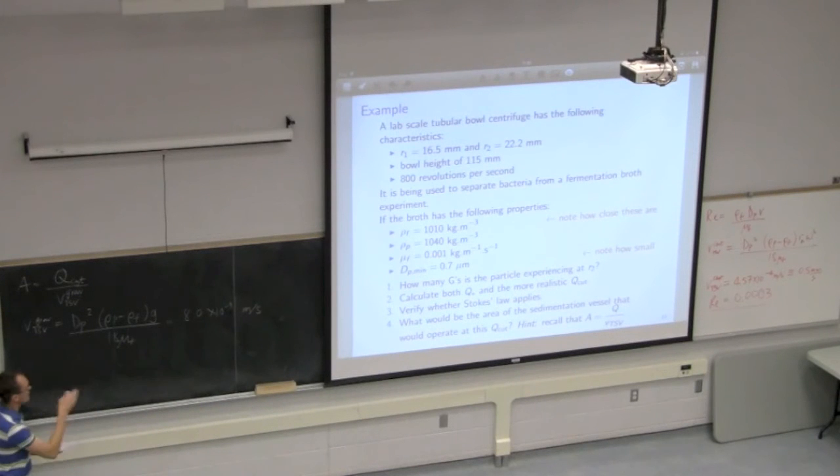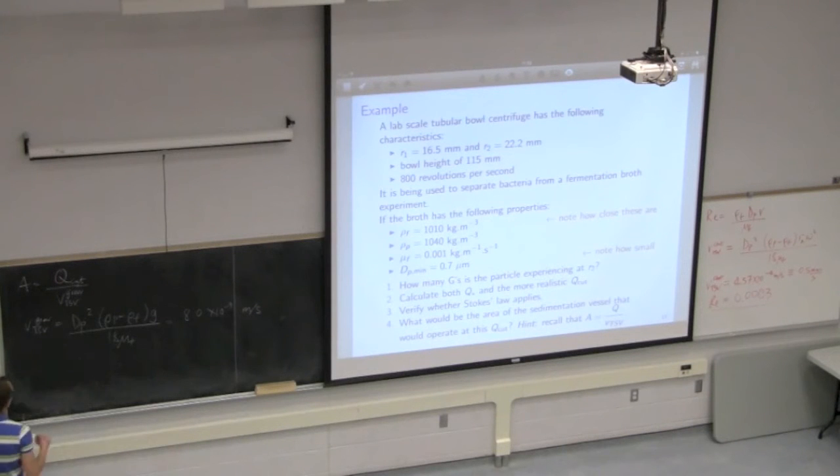So if you compare that velocity to the centrifugal velocity, there's a difference of about 56,000. So this particle in the centrifuge is moving 56,000 times faster than under gravity. If you just ratio those two velocities, you'll see that we're orders of magnitude faster in the centrifuge. So that's giving you an idea of the scale up here.